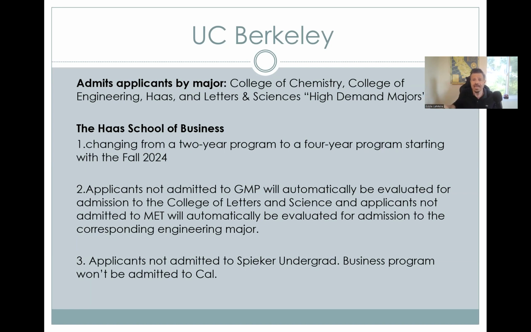Cal didn't used to admit anybody by major under the College of Letters and Sciences. The way that they've admitted students generally has been admit by major: College of Chemistry, College of Engineering, Haas, Natural Resources as well, I believe, and Letters and Sciences high demand majors. That was something that they piloted last year in order for students to get direct admission to 8 majors, which I'll go over in the next slide. So College of Chemistry, College of Engineering, Haas School of Business, Letters and Sciences high demand majors.